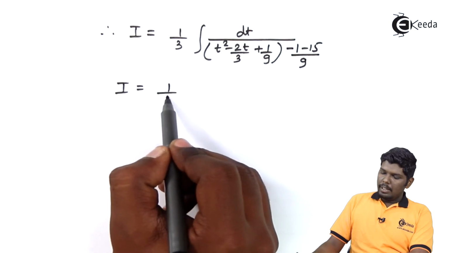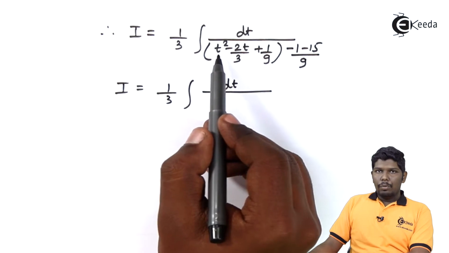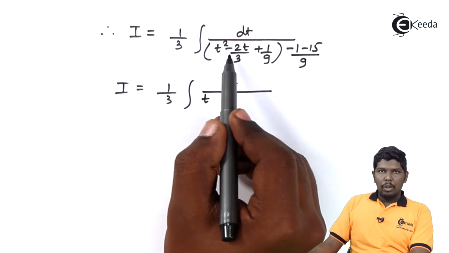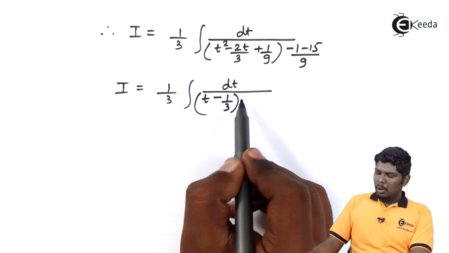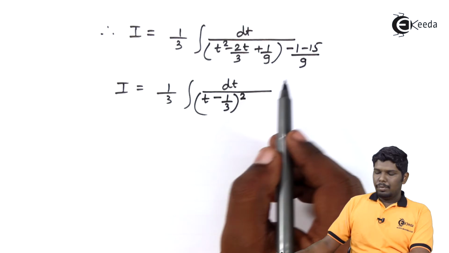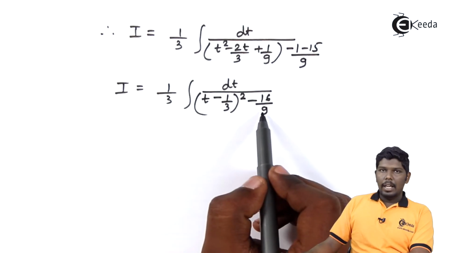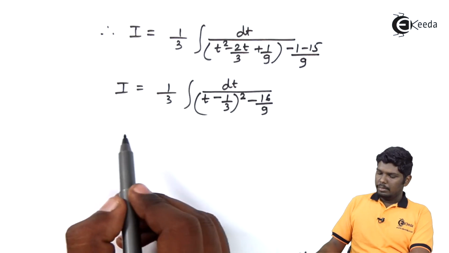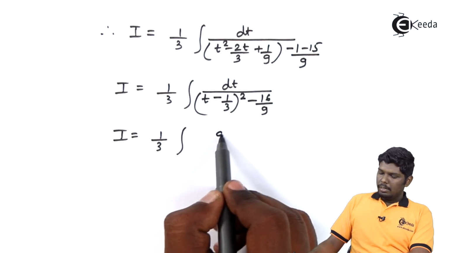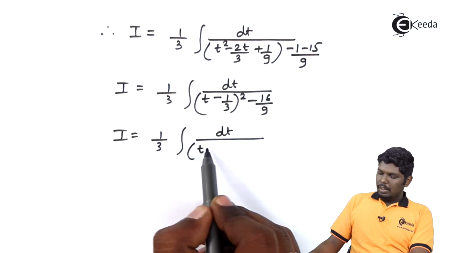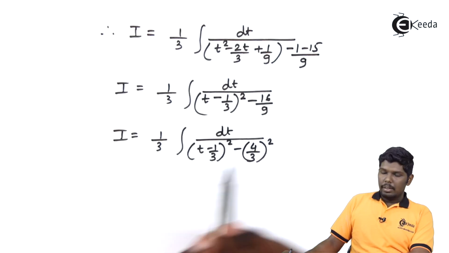Therefore I is equal to 1 by 3 integral dt upon square root of first term is t, sign of second term is minus, and square root of 1 by 9 is 1 by 3, the whole square. Minus 1 minus 15 is minus 16 by 9. Now this 16 by 9 can be written as 4 by 3 the whole square. So 1 by 3 integral dt upon t minus 1 by 3 the whole square minus 4 by 3 square.